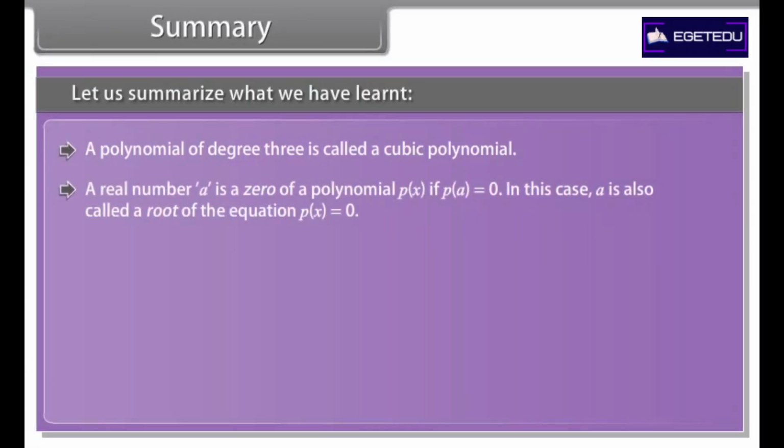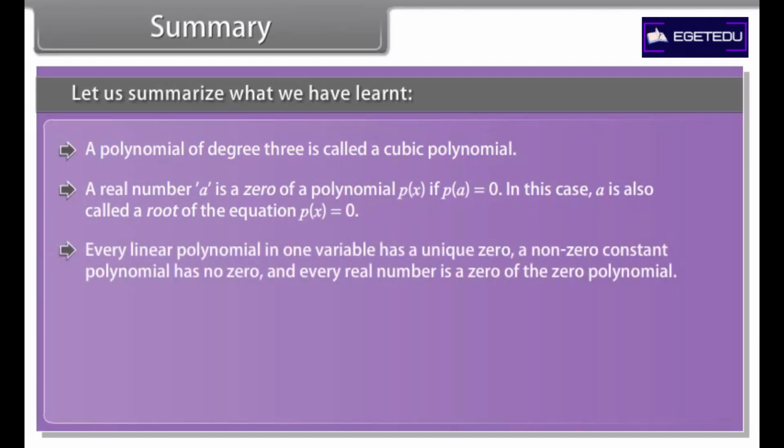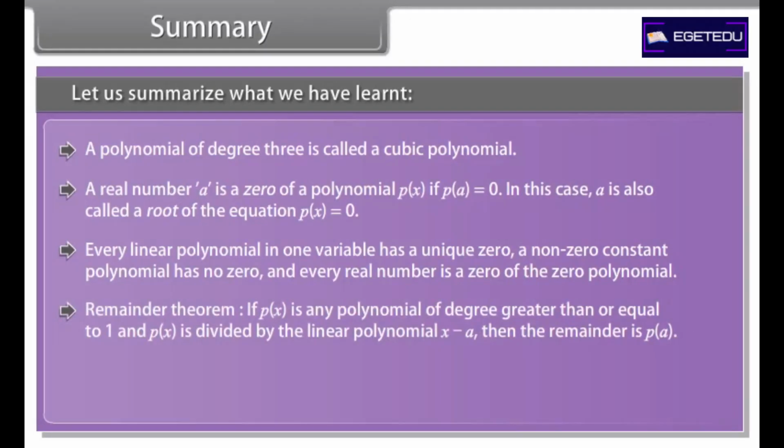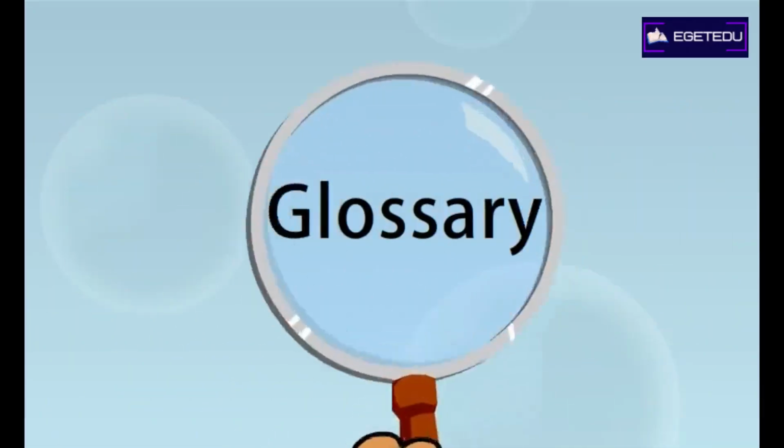A polynomial p(x) in one variable, x, is an algebraic expression in x of the form p(x) is equal to a_n x raised to the power n plus a_(n minus 1) x raised to the power n minus 1 plus so on plus a_2 x raised to the power 2 plus a_1 x plus a_0, where a_0, a_1, a_2 and so on till a_n are constants and a_n is not equal to 0. A polynomial of one term is called a monomial. A polynomial of two terms is called a binomial.